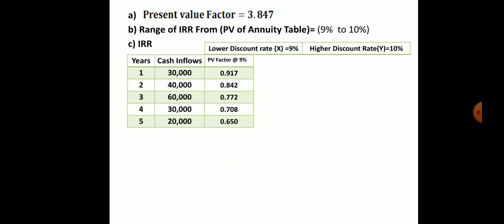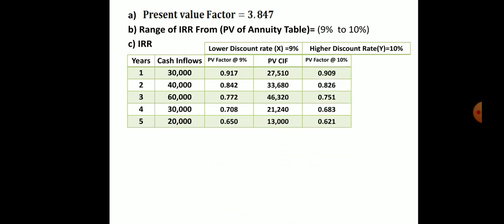So for 9%, this is the present value. You can use the formula 1 divided by 1 plus i, or else use the present value table to take the values. Next, if you multiply cash inflows into the PV factor, you will get the present value of cash inflow for the lower discount rate. For the first year, 30,000 into 0.917 gives 27,510. Like that, for each year you have to calculate.